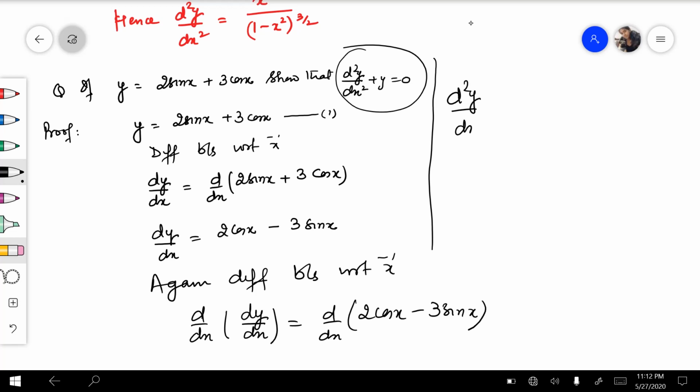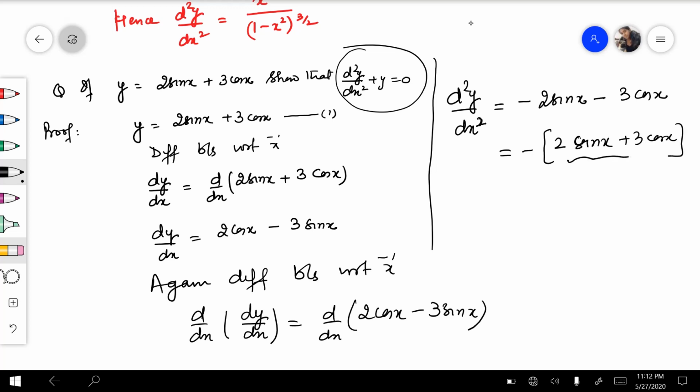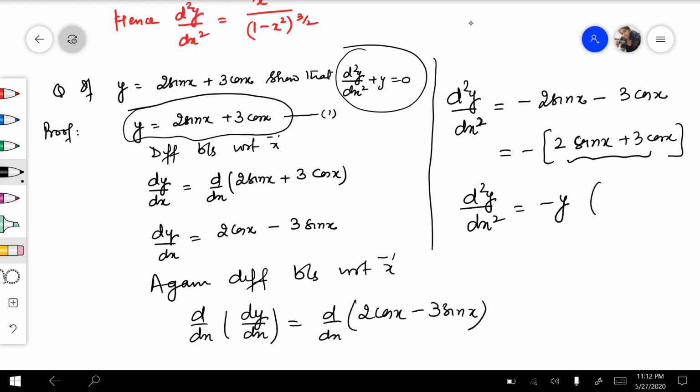d2y upon dx square is equal to the differentiation of cos, which is minus sin, and the differentiation of sin, which is cos of x. If you take minus common from both terms, we get minus of 2 sin of x plus 3 cos of x. And if you compare this term with the first, it is nothing but y. So I can write d2y upon dx square is equal to minus y. This is from first, and this proves your question. Hence, d2y upon dx square plus y is equal to 0.